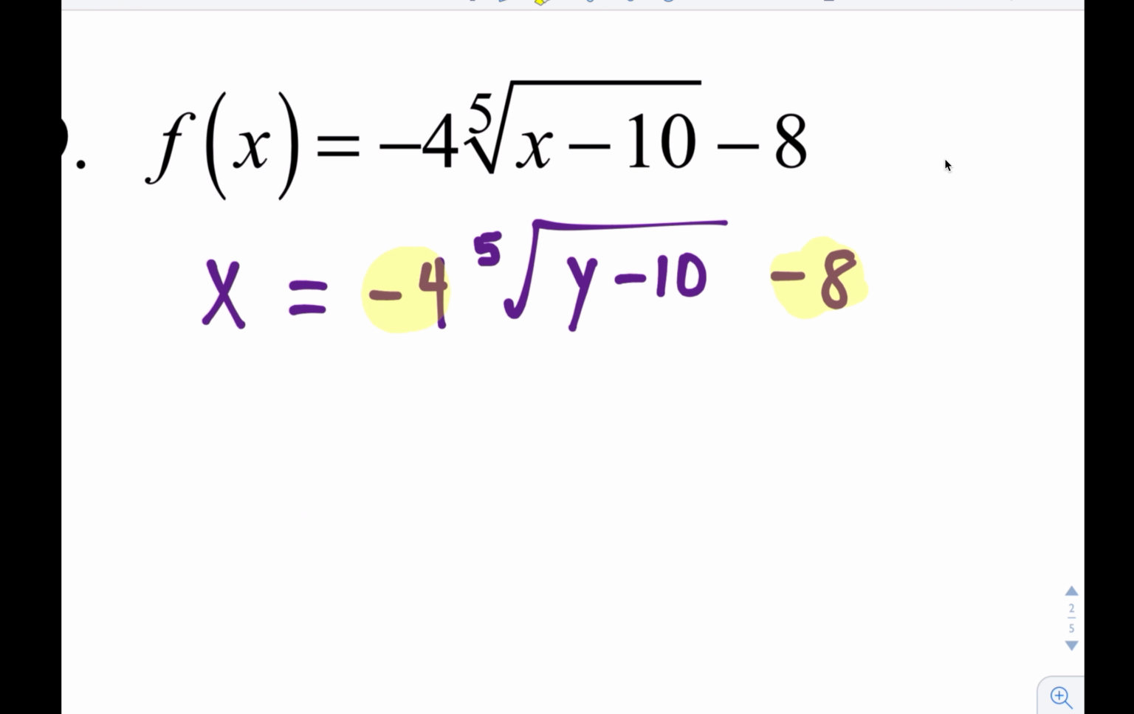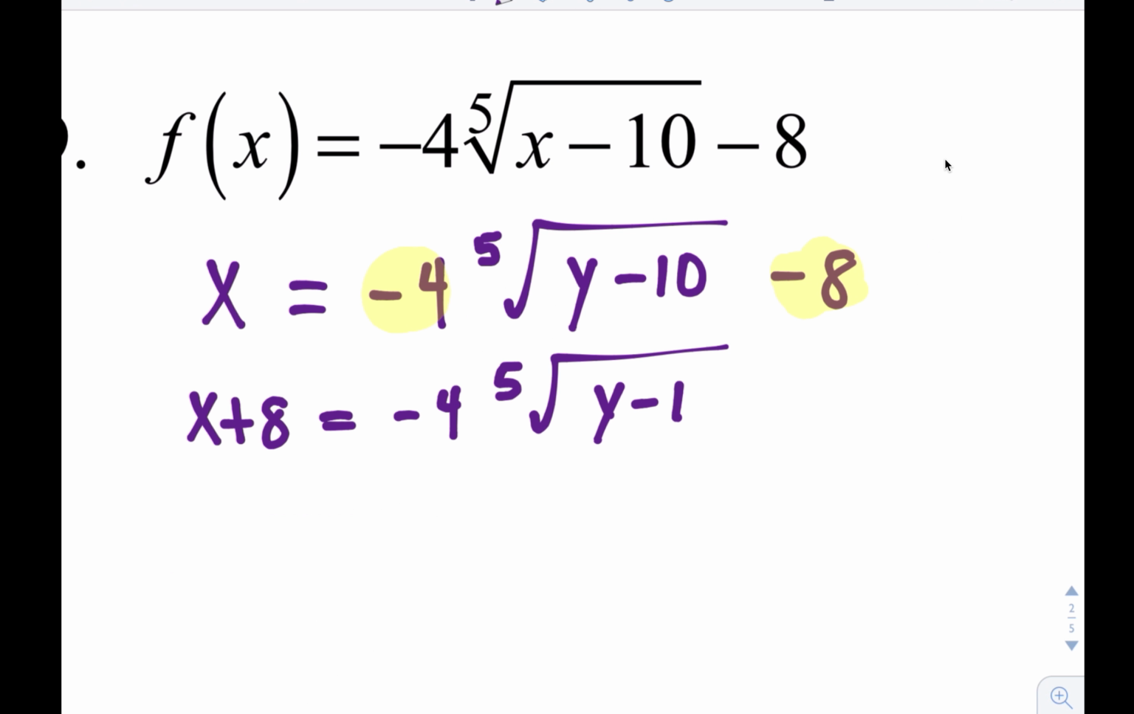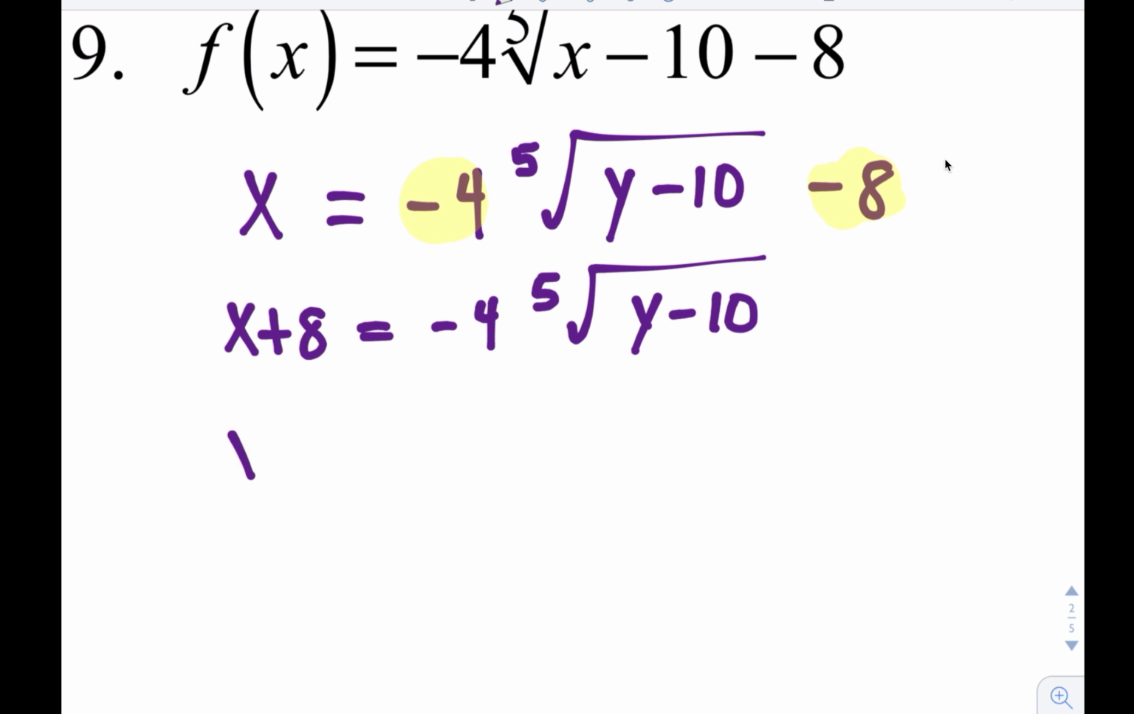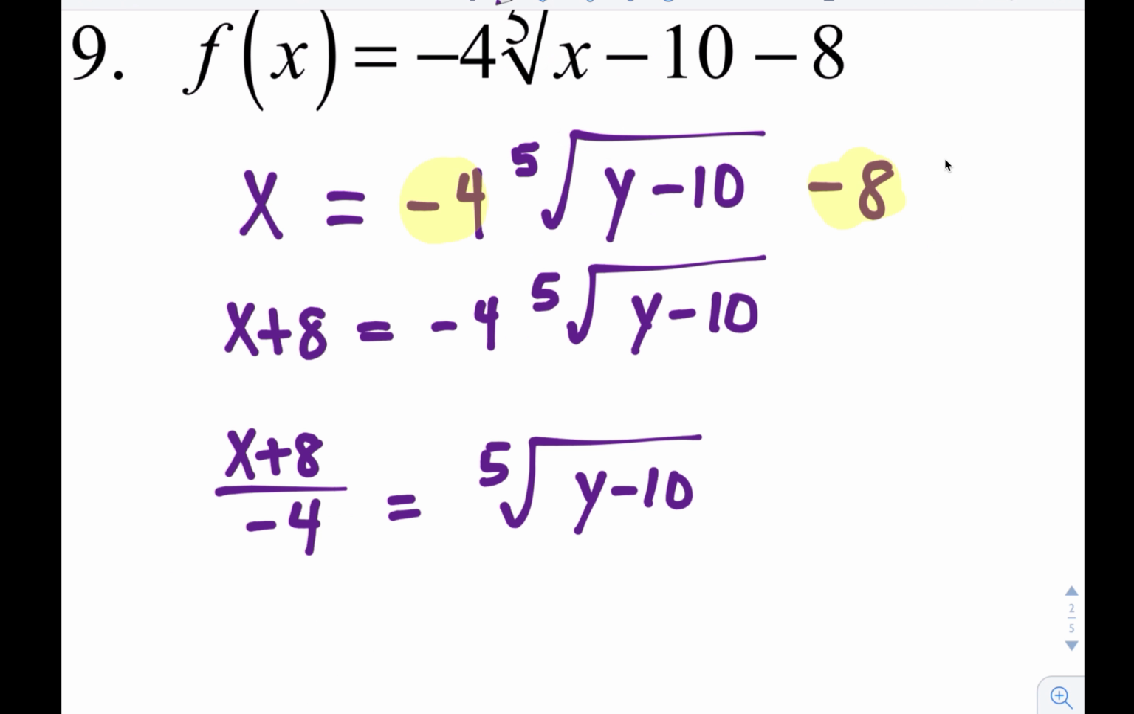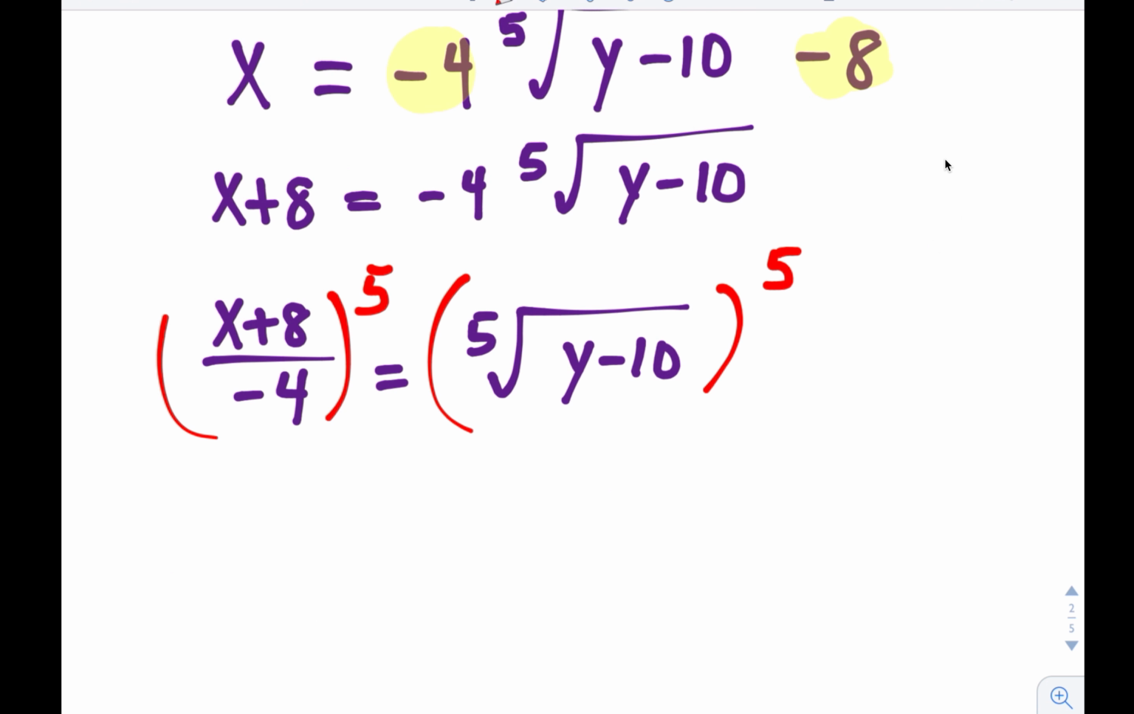Okay, so I'm going to move the minus 8 over first, make that x plus 8 equals negative 4 fifth root of y minus 10, and then I'm going to divide the negative 4 over. So now I have x plus 8 divided by negative 4 equals the fifth root of y minus 10. Okay, so now to get rid of that fifth root, right, I need to raise both sides to the fifth power. All right, now you guys don't need to multiply the left side out. You can leave it as it is.